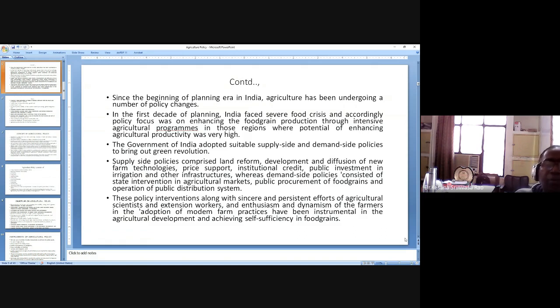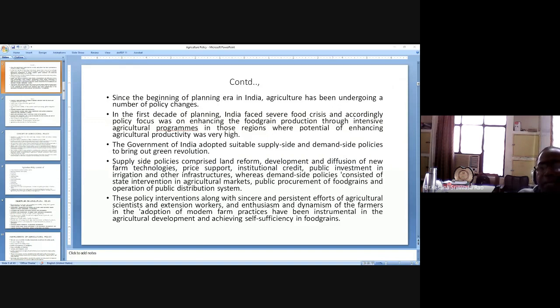Whereas demand side policies consisted of state intervention in agriculture markets, because agriculture is a state subject in India. That is why the state has a lot of powers to decide what exactly the agriculture policy could be, and how the marketing policies and price policy, though the central government will decide.